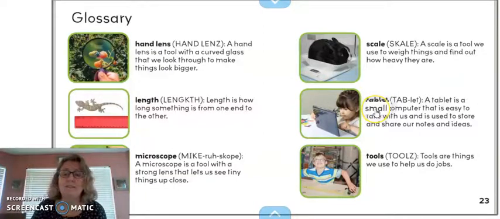A tablet is a small computer that is easy to take with us and is used to store and share our notes and ideas. You can take pictures with your tablet and record video, or you can type notes into your tablet. And tools, all of these things are tools. Tools are just things that we use to help us do our jobs. So we use tools every day.